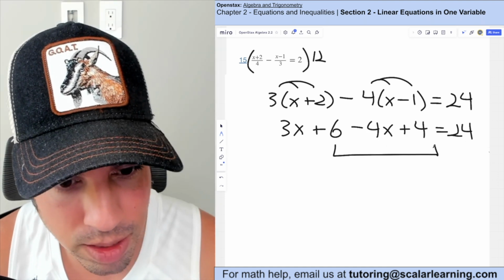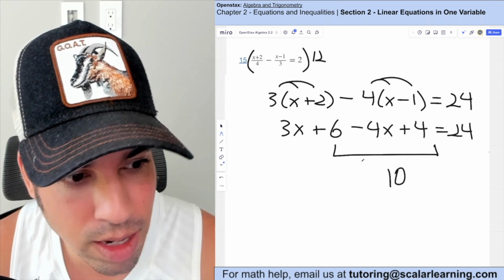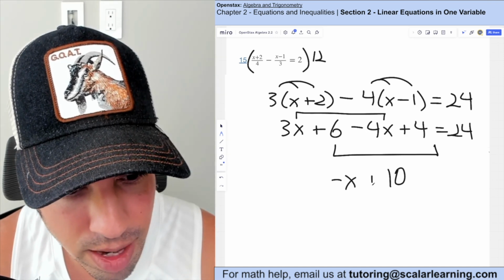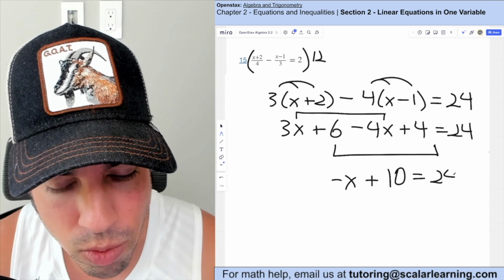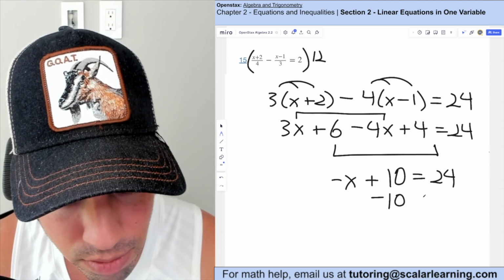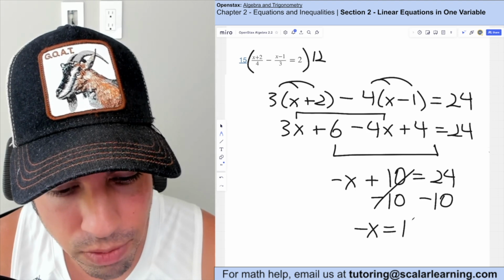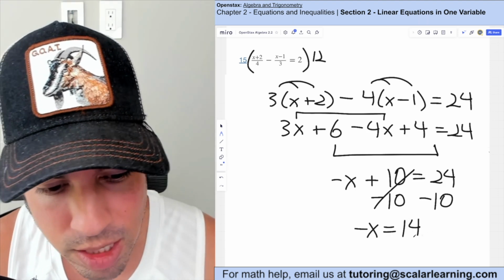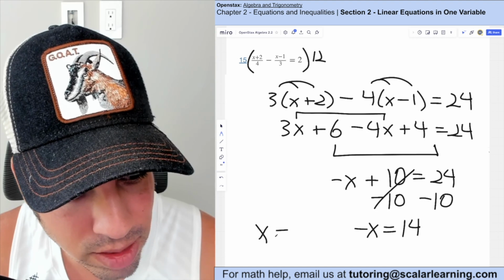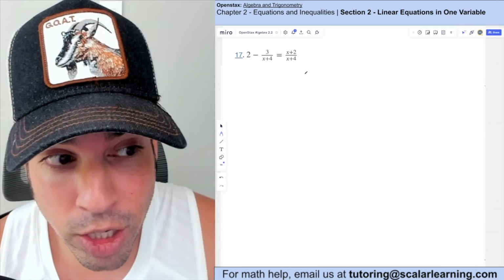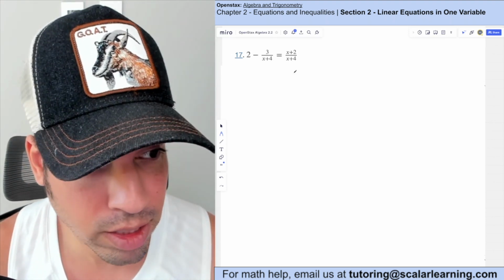Now we're going to combine like terms. 6 and 4 make 10. And 3x minus 4x is negative x, equals 24. Then I'm going to subtract 10 from both sides. And that gives me negative x equals 14. Then I'm going to divide both sides by negative 1, which is going to give me x equals negative 14. Boom, done.